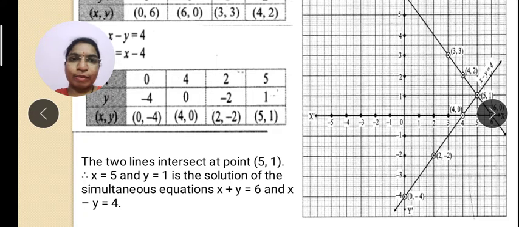Elimination and substitution methods, you know that. Now you solve by the elimination method and tell me your answer. Is the answer 5, 1 or not? You will get x is 5 and y is 1. So this is the solution of the given simultaneous equations. Understood, students, how to plot the graph?